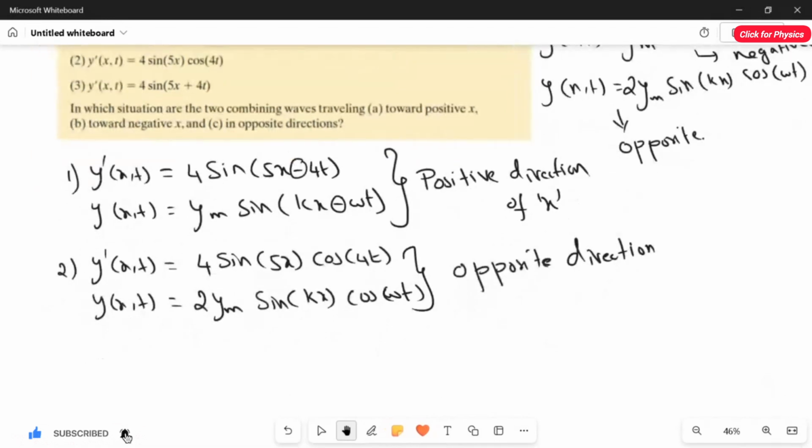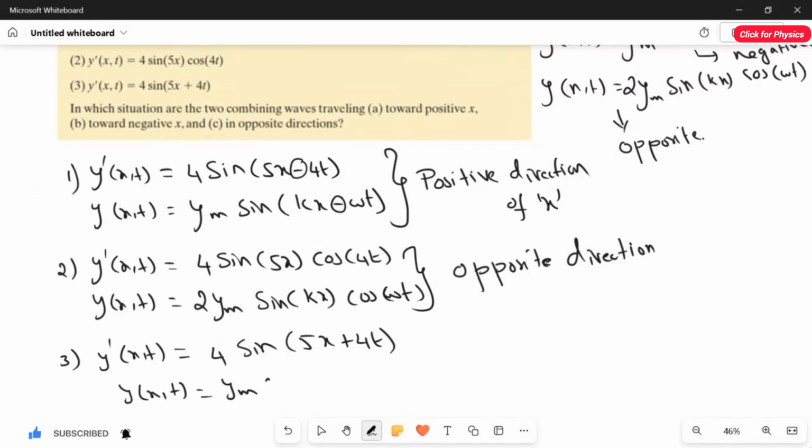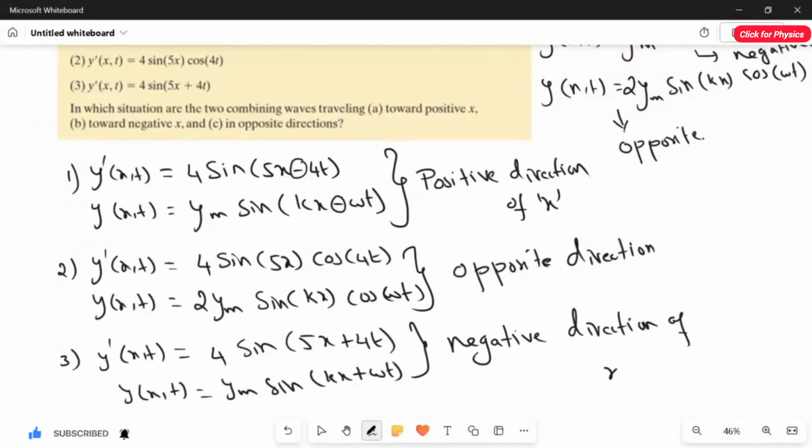So let's compare the third equation. What is our third equation here? Our third equation here is y'(x,t) = 4 sin(5x + 4t). The general form of the equation is ym sin(kx + ωt). That means here it tells us the wave is moving towards the negative direction of x. So this is the answer for this question. That's it. Thank you.